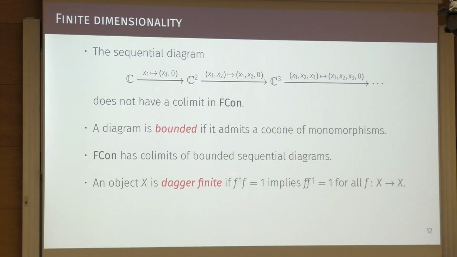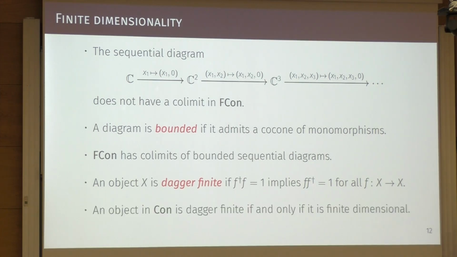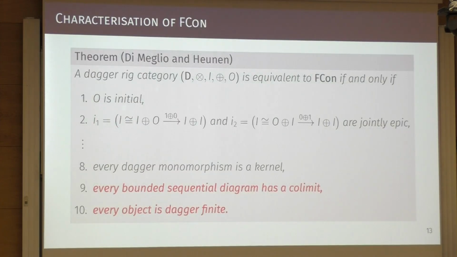This is some dagger analog of Dedekind finiteness, where you say that if every injective function on a set is a bijection, then it's finite. I probably messed that up, but anyway, the idea is there. So this is the dagger analog of that. An object in Con is dagger finite if and only if it's finite dimensional, so it really does capture finite dimensionality. And so with that, we now have our characterization of Fcon.